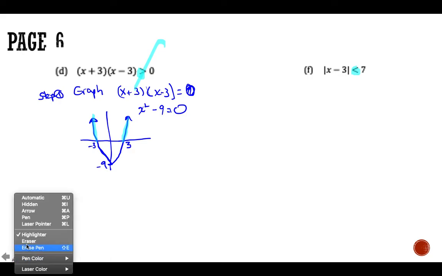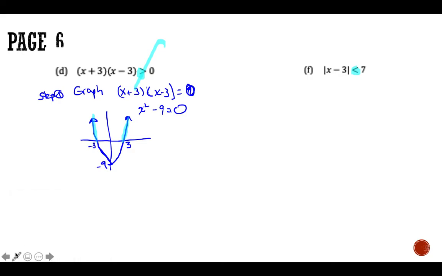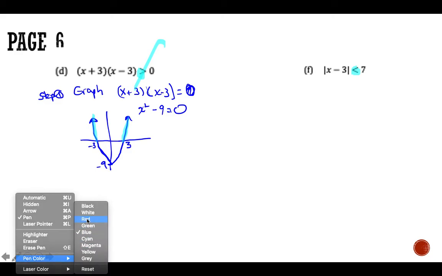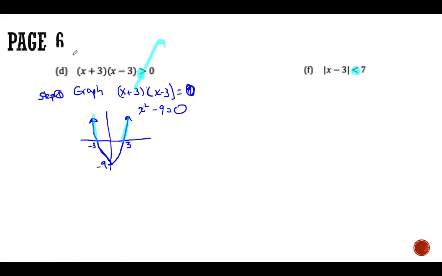When, the question is, when is this graph above 0? Well, I see it. When x is less than negative 3, or when x is greater than 3.